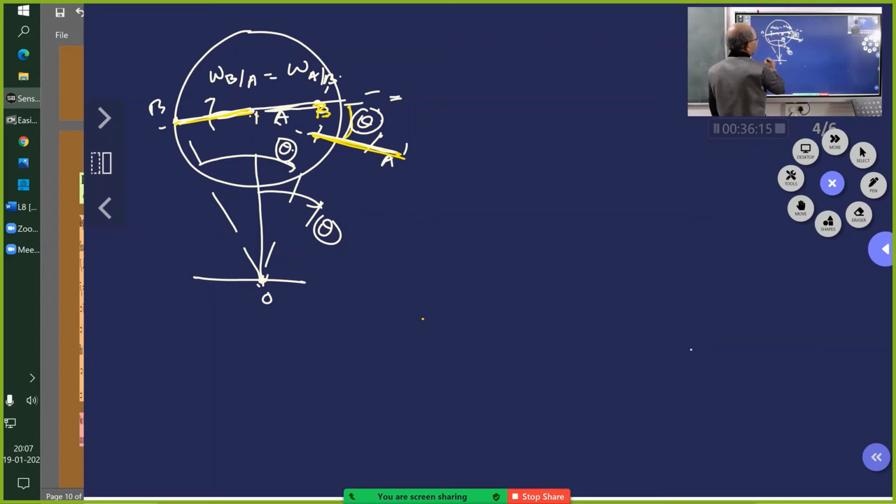So this is omega of B with respect to A equal to omega of A with respect to B, and is this also equal to omega of AB? Omega of AB means this. It should be equal. Yes, sir. Prove it mathematically, with respect to A and B.